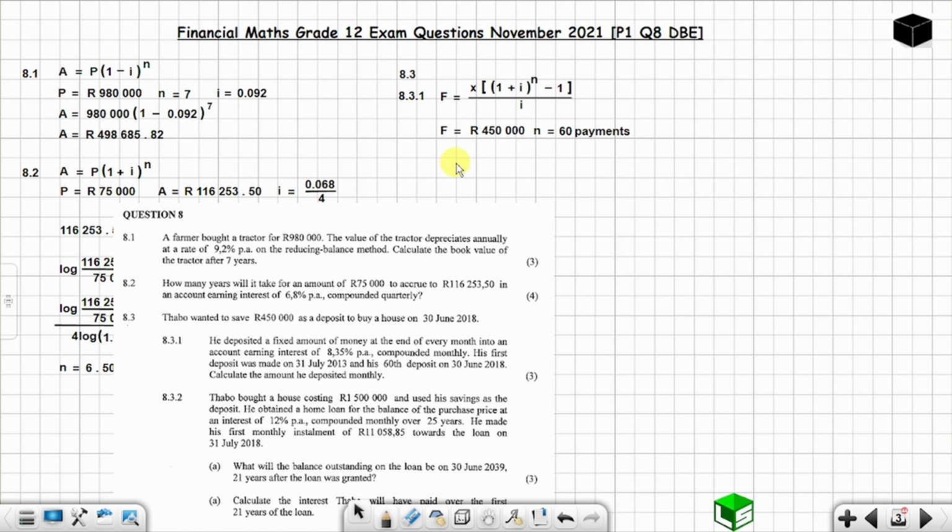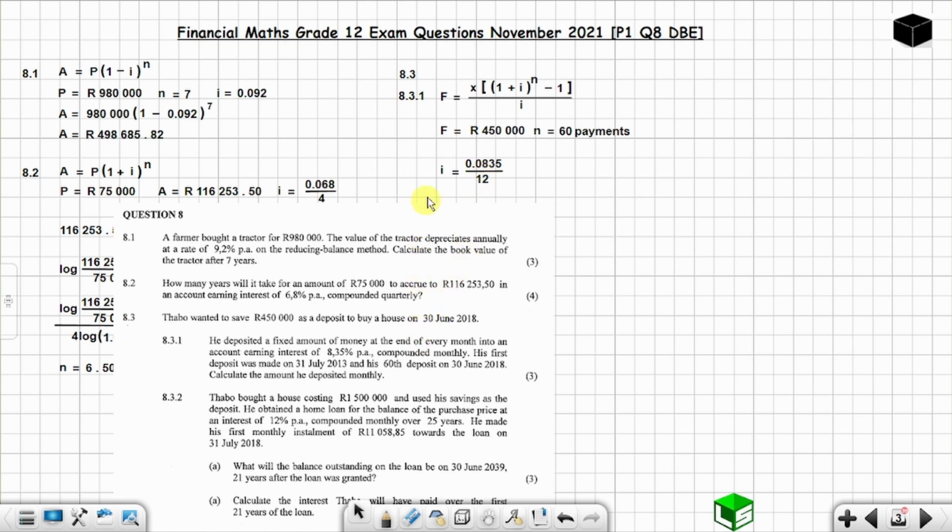Your interest rate is 8.35% per annum compounded monthly. You are going to divide your interest rate by 12. So divide this first by 100 and you are going to have 0.0835. When you divide by 100, you get 0.0835, and then divide by 12, because this is compounded monthly. Compounded monthly, you divide by 12.